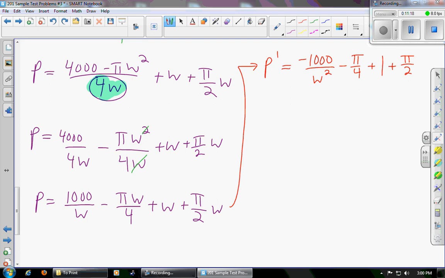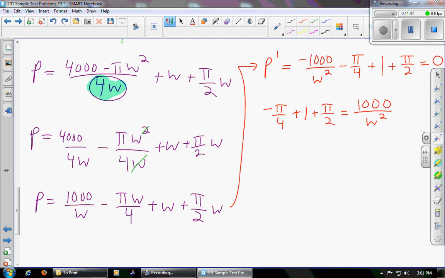Ultimately, we're going to bail out at some point pretty soon and start using the calculator to get decimal approximations. I'll go a little bit longer before I use the calculator. We'll take the derivative and set it equal to 0. So I'm going to move the w squared term over to the right-hand side. So it becomes positive 1,000 over w squared. Left-hand side in my mind is just some decimal. I'll use the calculator in a minute.